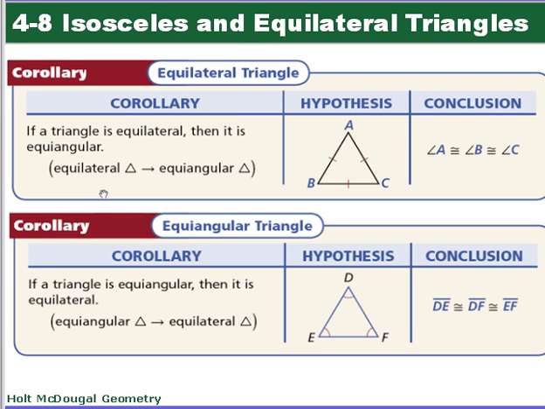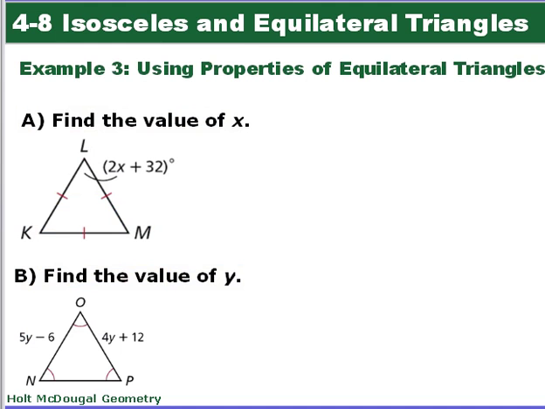All right, two corollaries having to do with equilateral or equiangular triangles. First says if a triangle is equilateral, then it's equiangular. I think we already knew this. We've already talked about it. So here we have a triangle with three congruent sides. That tells us that all the angles are congruent. In fact, we know the angles are going to be 60 degrees. The second one is the converse of that. If a triangle is equiangular, then it's going to be equilateral. So here we have a triangle with all three angles congruent. That tells us that the sides are going to be congruent. So now let's use those properties of equilateral triangles and find x.